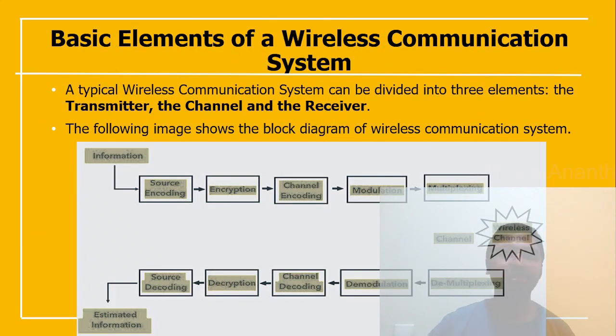So these are the basic elements of the wireless communication system. It can be divided into three elements: the transmitter, the channel, and the receiver. The information is passed on to source encoding. Then we have encryption, channel encoding, modulation, multiplexing, and afterwards it will go to the wireless channel. Then on the receiving side, demultiplexing, demodulation, channel decoding, decryption, and source decoding, and afterwards we are extracting the estimated information.